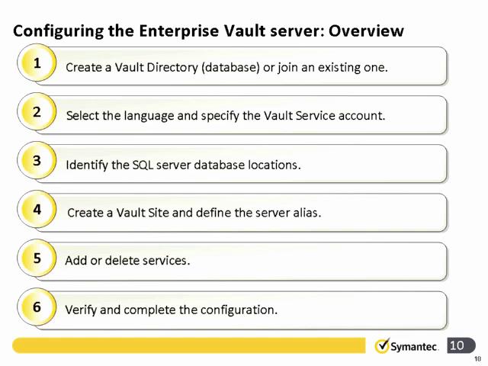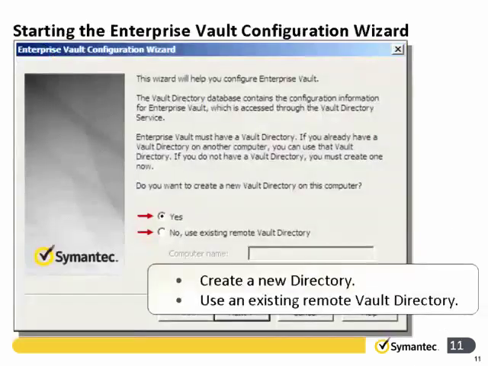Now we're going to go through and look at these in a little bit more detail with screenshots for some of the different options. So first is starting the Enterprise Vault Configuration Wizard. When we start the wizard, the first prompt that it asks you is, do you want to create a new Vault directory on this computer? If you select yes, the assumption is that this is the first directory that you're creating, and you will be creating everything to go into that particular directory.